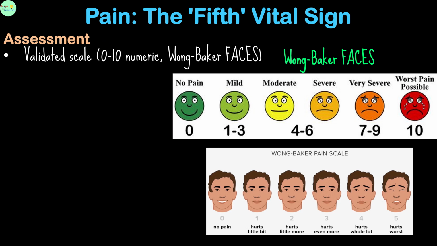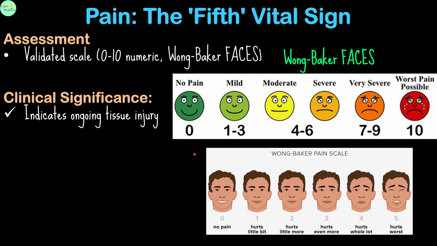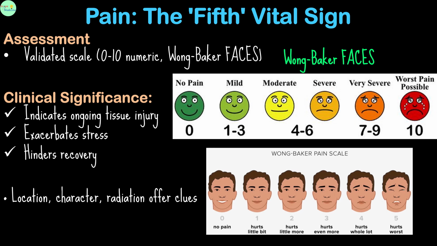Pain is formally recognized as the sixth vital sign. Assessment should use a validated scale, such as the 0 to 10 numeric rating scale, or the Wong-Baker Faces scale for children or those with communication difficulties. The clinical significance is paramount. Uncontrolled pain indicates ongoing tissue injury, exacerbates the body's stress response, and directly hinders recovery. The location, character, and radiation of pain are themselves vital diagnostic clues.